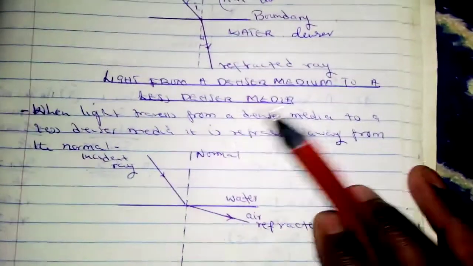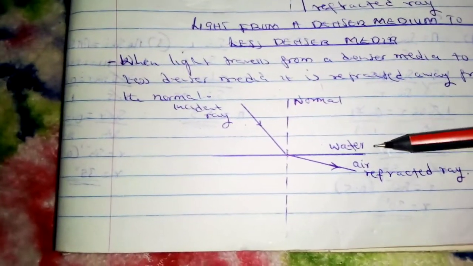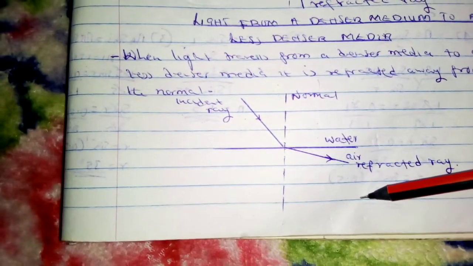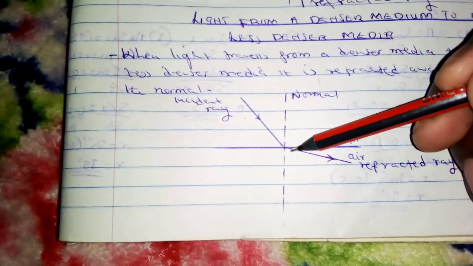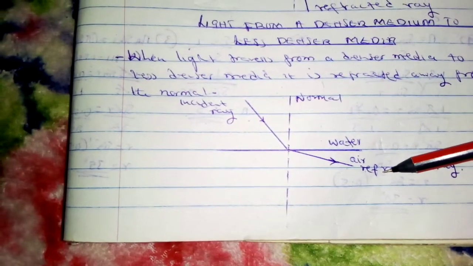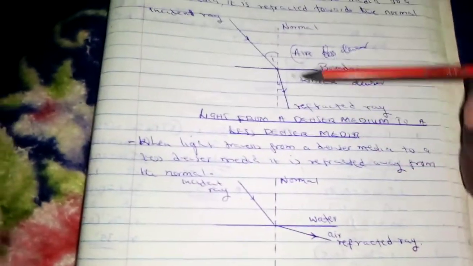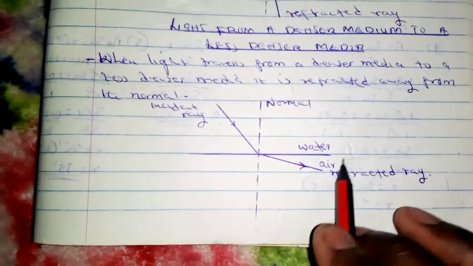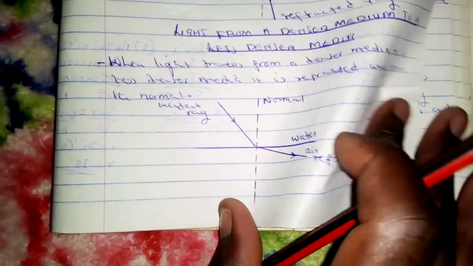Then, when the vice versa happens, light traveling from a denser medium to a less dense medium, such as from water to air, it is refracted away from the normal. So if you notice the two diagrams, this one shows that it is toward the normal, but this one shows away from the normal. The reason is here, light is traveling from a denser medium to a less dense medium.